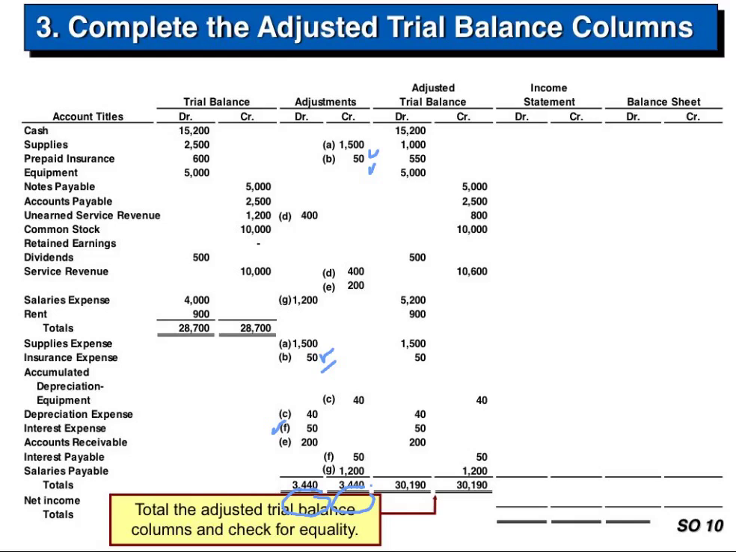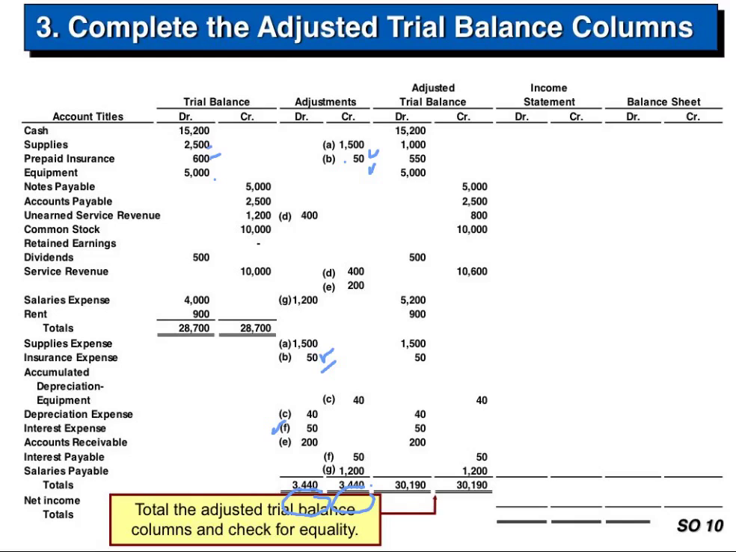We now summarize them. Cash, $1,520 debit in the trial balance, no adjustments, so we move it to the debit in the adjusted trial balance. Supplies was a debit, $2,500 in the trial balance. There's a $1,500 credit, so that's subtracted, and the $1,000 is carried over here to the adjusted trial balance. Prepaid insurance was $600. There's a debit. We've used up 50 of it, so the actual balance now is $550. So you see how we put this all together.